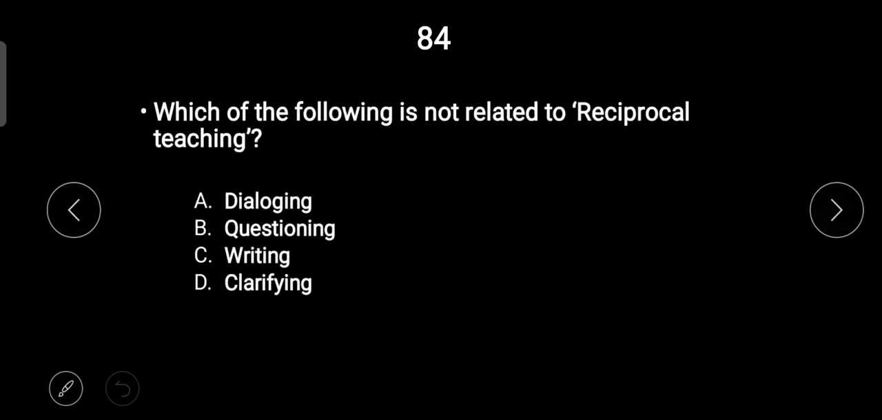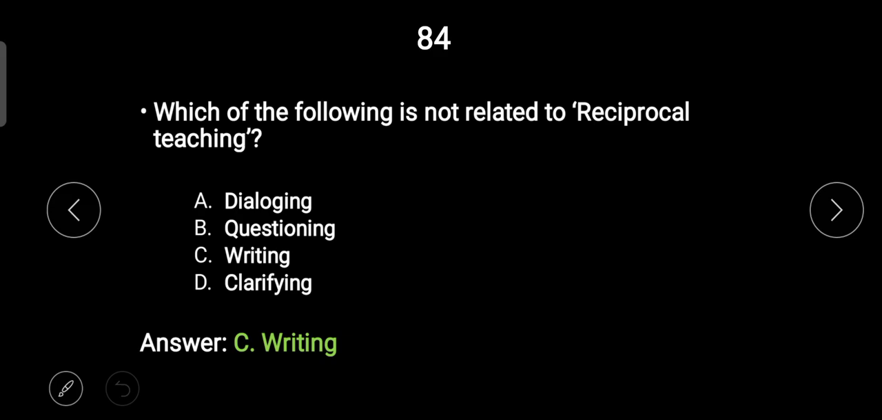And 84, which of the following is not related to reciprocal teaching? Options are dialoguing, questioning, writing, and clarifying. Okay. Yeah, of course, the option is writing. Reciprocal teaching is an instructional activity that takes the form of a dialogue between teachers and students. It's a teaching method in which basically what occurs is the dialogue between teachers and students.